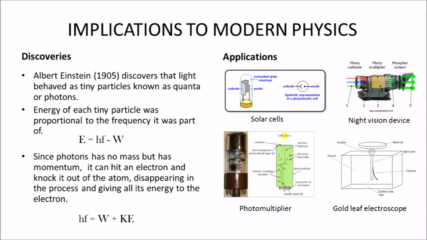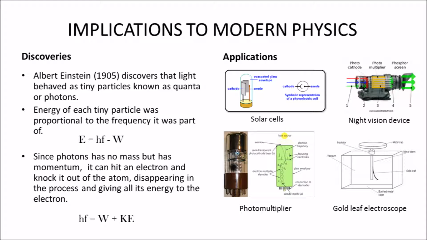Last but not least, let's take a look at the implications that the photoelectric effect brings to today's modern physics. First is the discovery. In 1905, Albert Einstein discovered that light behaves as tiny particles known as quanta or photons. He also stated that the energy of each tiny particle was proportional to the frequency it was part of.